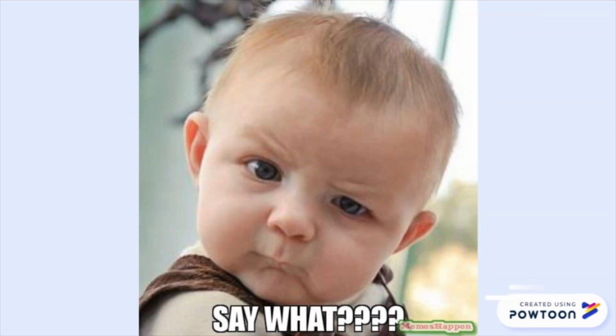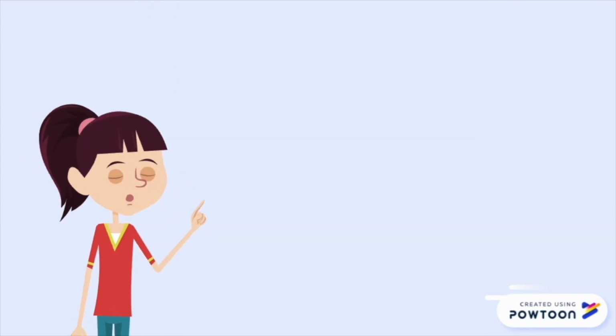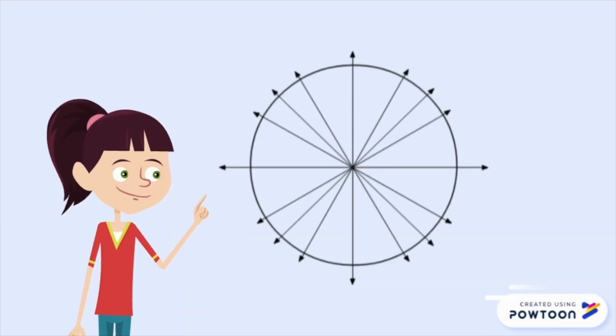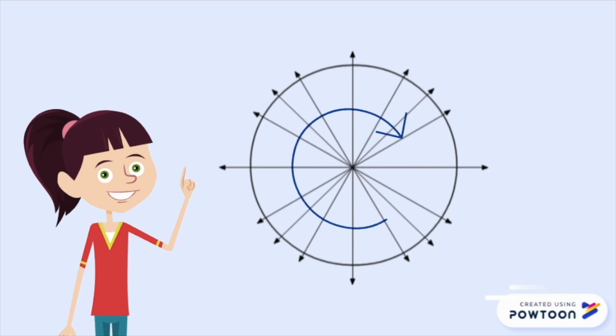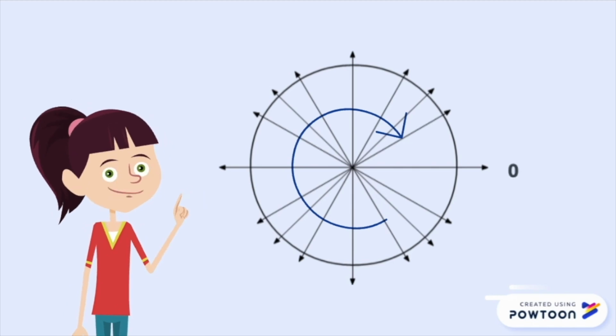What? Negative degrees? Yup, degrees can be negative. Instead of going counterclockwise, you go clockwise. The negative sign just gives us a signal to go in the opposite direction. So 0 still stays in the same spot, but negative 90 is right here.